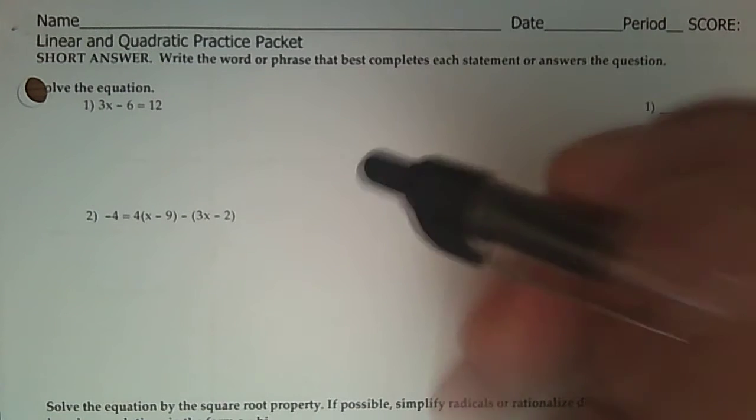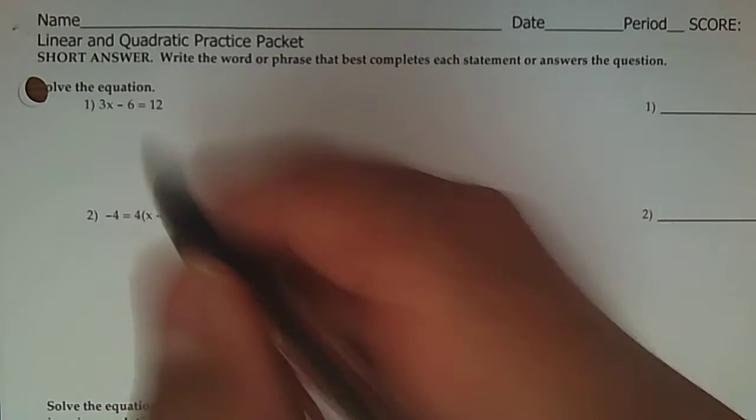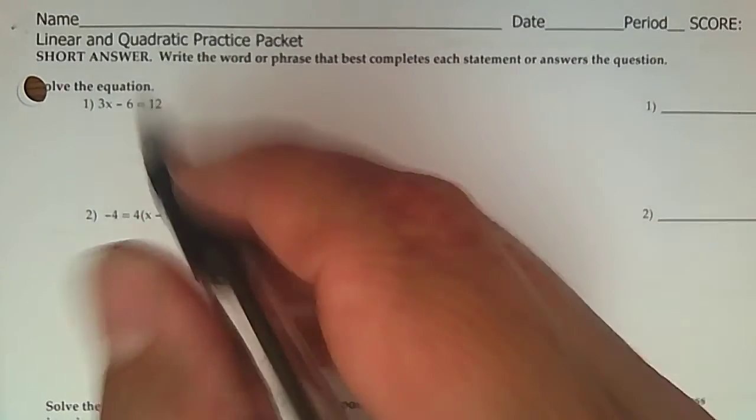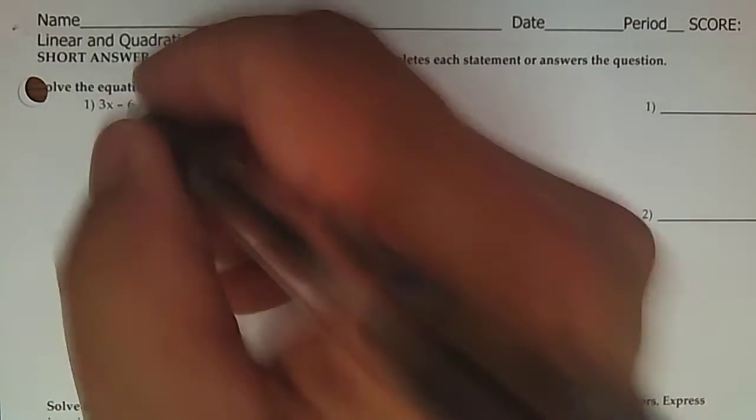3x minus 6 equals 12. Can you solve a linear equation? So we're trying to isolate the x. We're going to inverse what we see around it to get it by itself. So we're going to add 6. That's 18. We're going to divide by 3, and that's perfect.